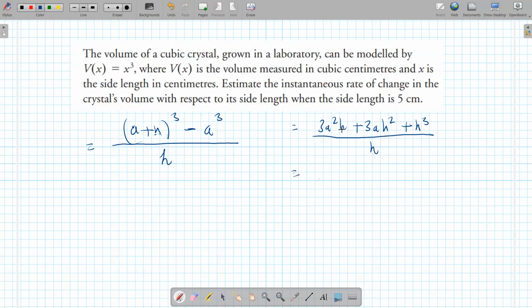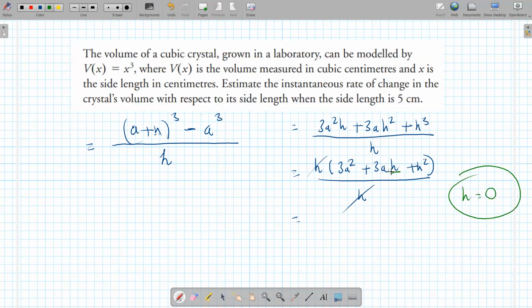That's the main idea. Let me pull out an h in the numerator like this. Then I'll be left with 3a squared plus 3ah plus h squared all over h. Can I cancel out the h's? Yes. Now remember, h is 0, so any other h's remaining will be 0. You can only do this after you cancel out that h in the denominator. So 3ah is 3a times 0, which goes away. H squared is now 0 squared, that goes away. And then you're left with 3a squared.